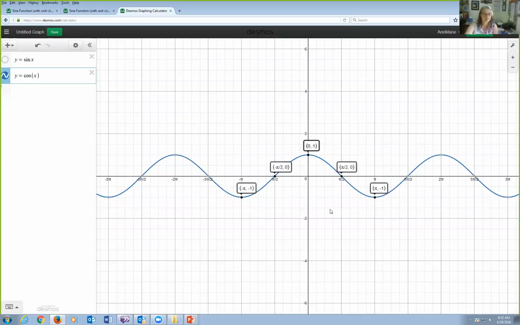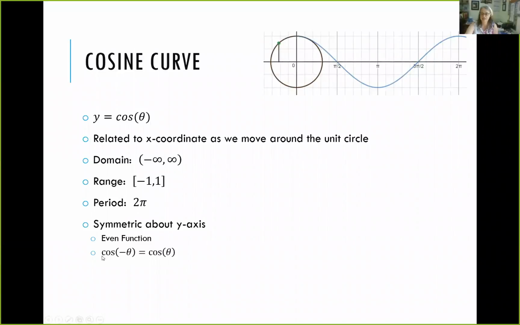Cosine is an even function. So the cosine of negative theta is equal to the cosine of theta. These things down here at the bottom on both of these slides are called the negative angle identities, and you want to memorize these. Memorize this, okay?